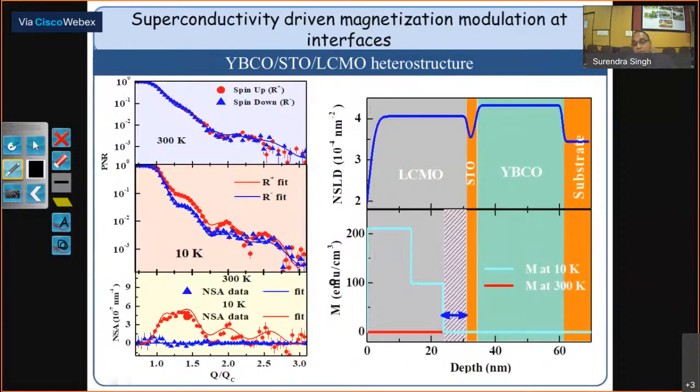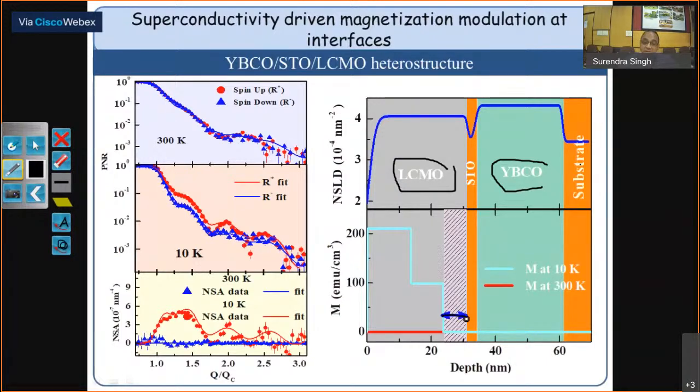Again, for this study, we have done all the characterization techniques. Here, I'm just showing the PNR study and the result we obtained from it. Again, at 300K, there is no ferromagnetism in this system. At 10K, you see there is quite some ferromagnetism. And here I'm showing the NSD, nothing but the difference between these two. This is the nuclear scattering density on top, showing the substrate, then YBCO, then a thin STO layer, then LCMO. At 300K, we don't have any magnetization. At 10K, we found a magnetic dead layer at the STO interface, where there is no magnetization.